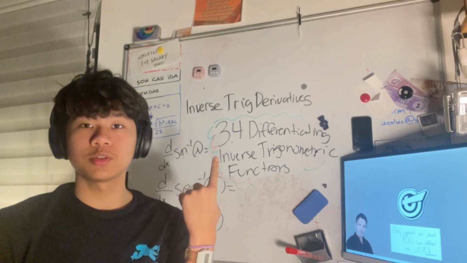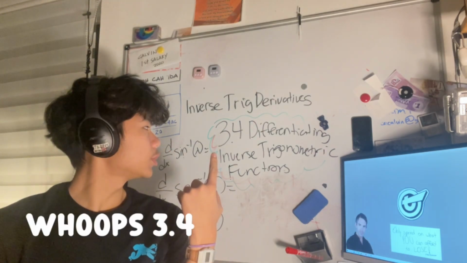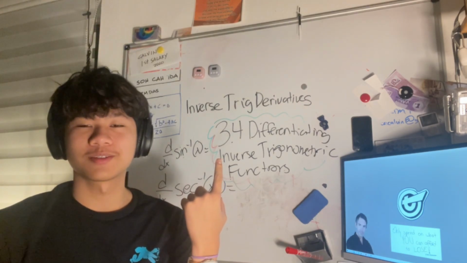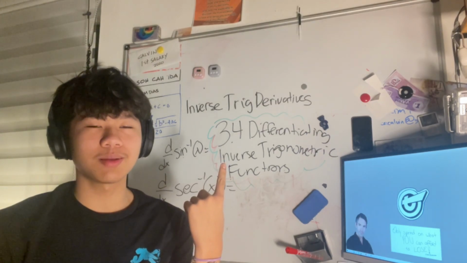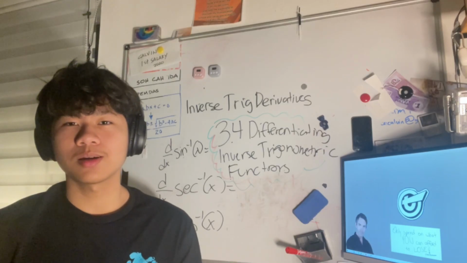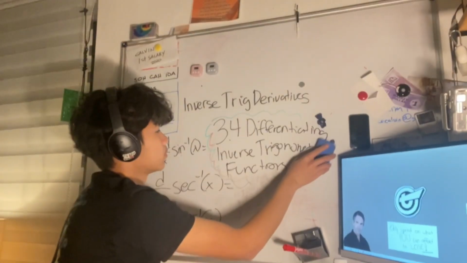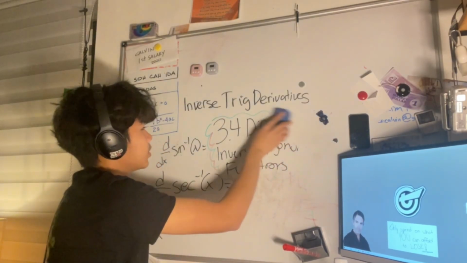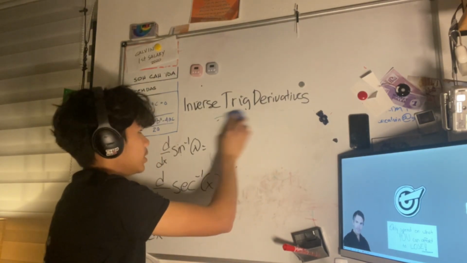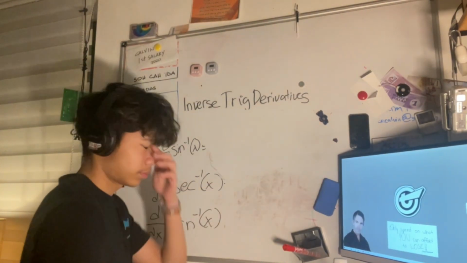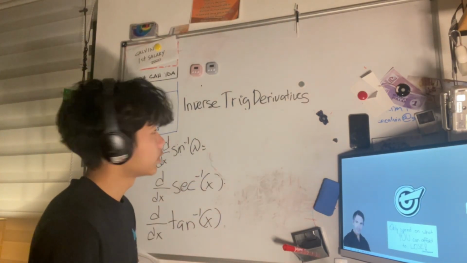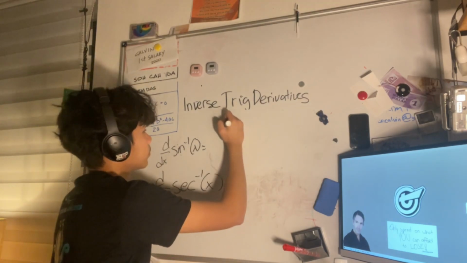I'm gonna be teaching you 3.3, differentiating inverse trigonometric functions. It's kind of long, but it's basically the same thing. You just have to remember a few equations, and that's it. So what I'll be teaching you first, just so you remember, is what arc means. This only applies to trig stuff. So what is this?